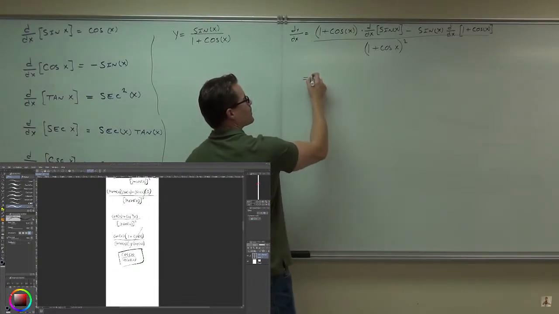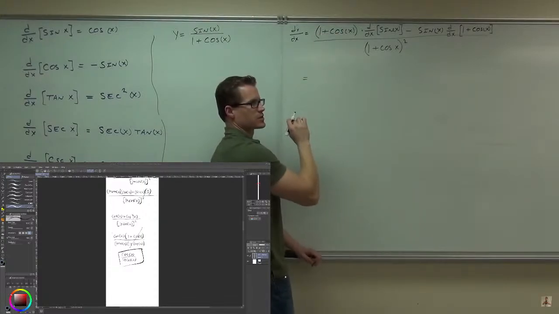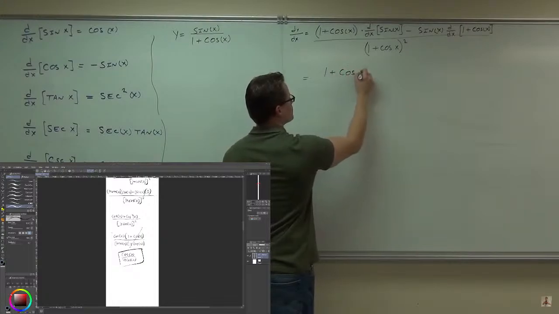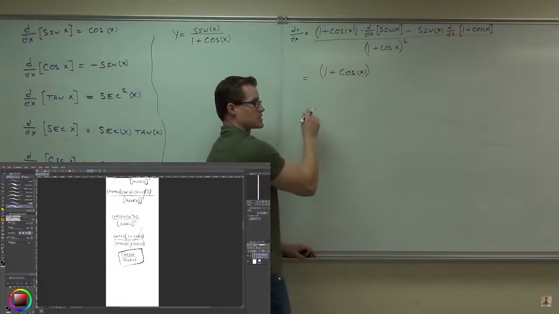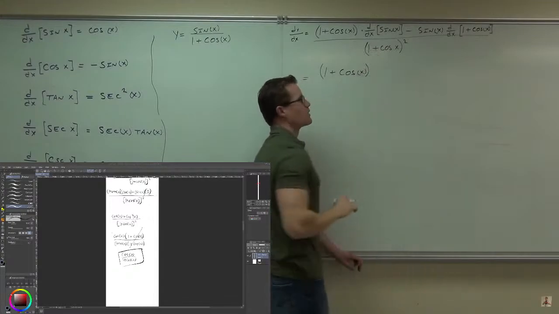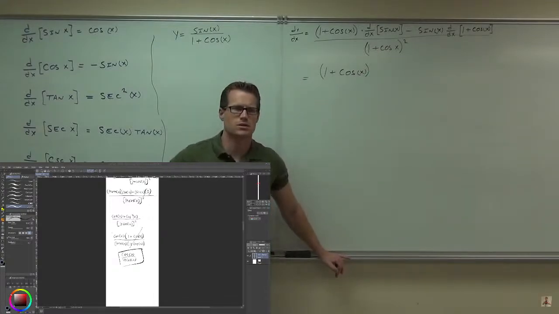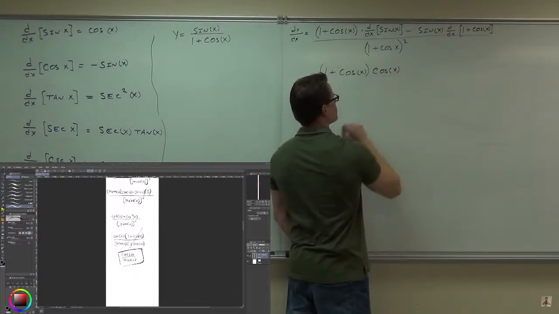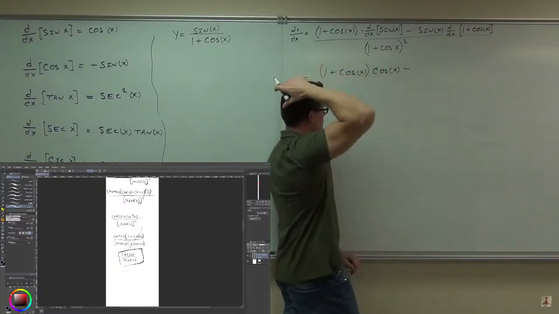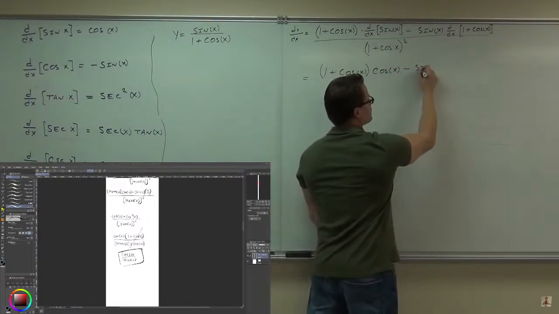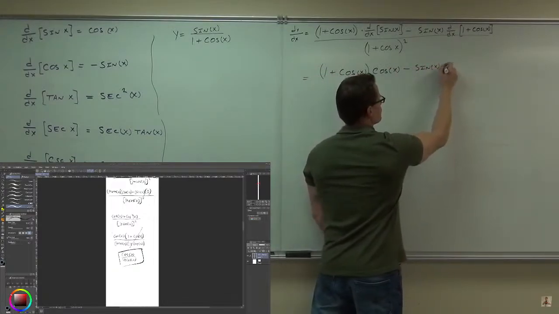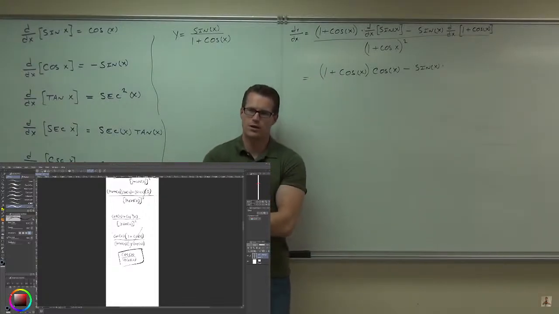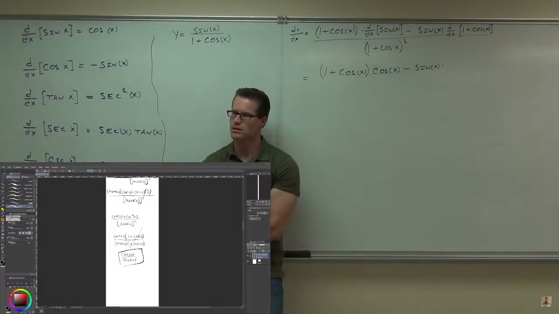So here, do I take the derivative of 1 plus cosine x there? No. I need parentheses still because I'm multiplying times the derivative of sine x. What's the derivative of sine x, folks? Good. Okay, got it. Minus, I don't take the derivative of sine x, but I do take the derivative of 1 plus cosine x. What's the derivative of 1 plus cosine x?